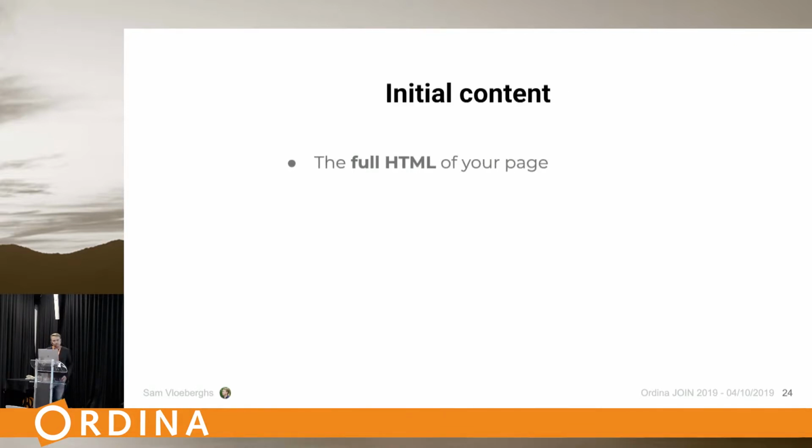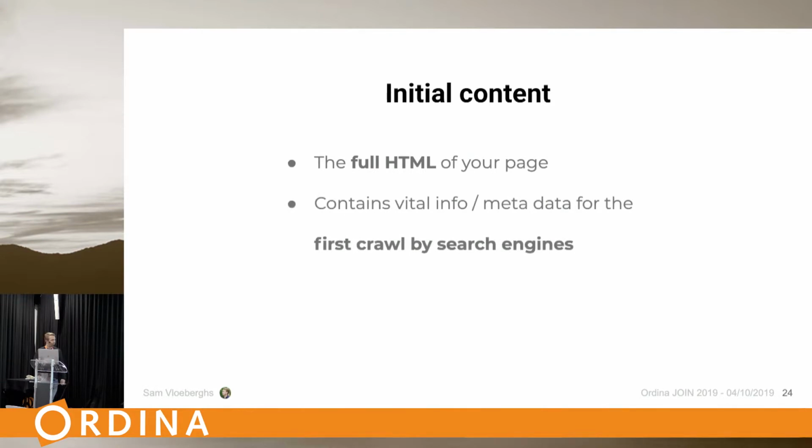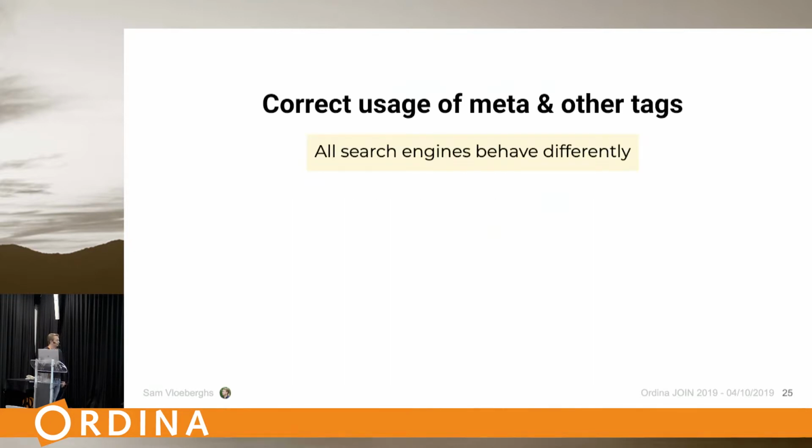So initial content. Initial content, of course, is the full HTML of your page. It contains the vital information, metadata for the first crawl by search engines. And of course, the user does not have to wait for initial content. It directly sees something on the page, which is good for user retention and not to bounce off the user. Then, of course, correct usage of meta tags, meta description, meta OG title, whatever. We have to output as much data as we can to serve all search engines.